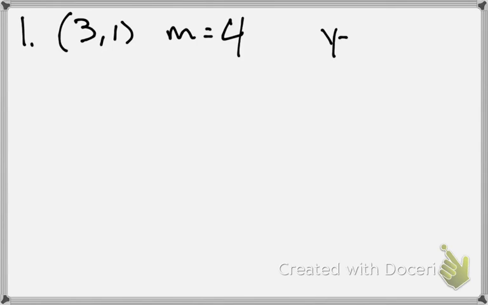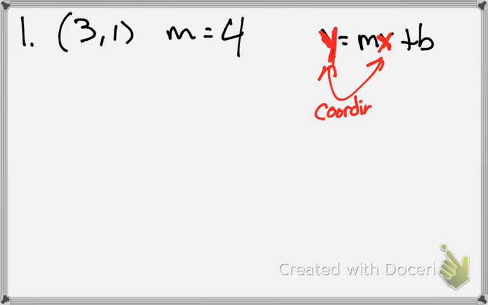So again, our equation is y equals mx plus b. When we talk about more pieces in our equation that we're given, this x and this y here represent a certain coordinate point. In this case, we are given the coordinate point 3, 1. So I can plug 3, 1 into my x and y.